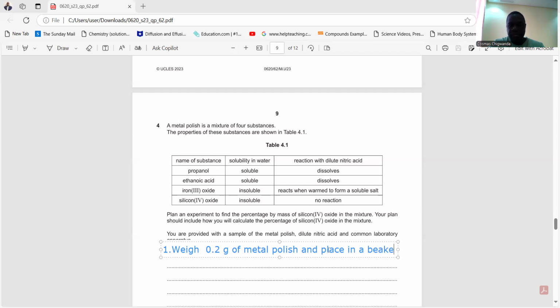Okay? So already you are telling the examiner what you are going to do, because they've told you that you are provided with dilute nitric acid and common laboratory apparatus, and a beaker is one of the common laboratory apparatus that you could have, okay?